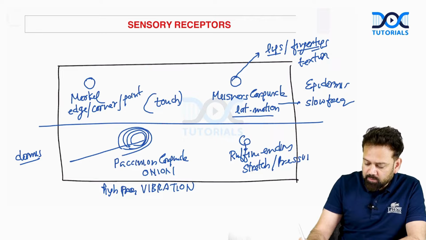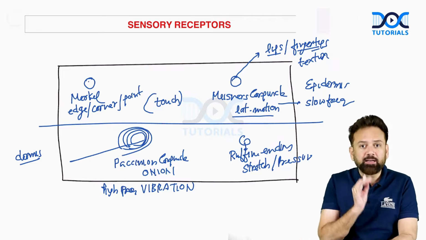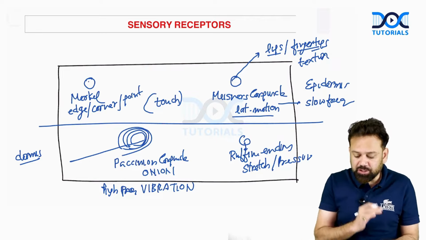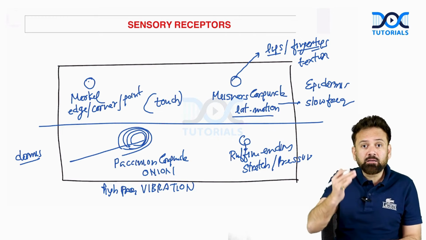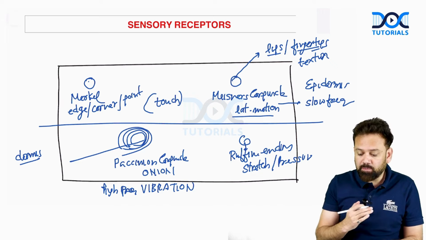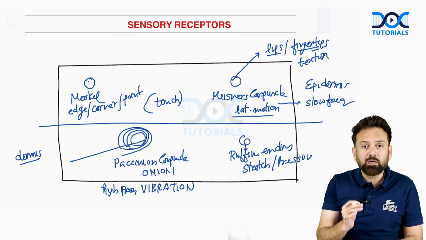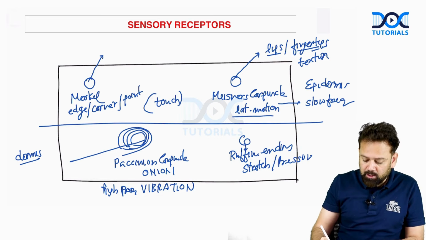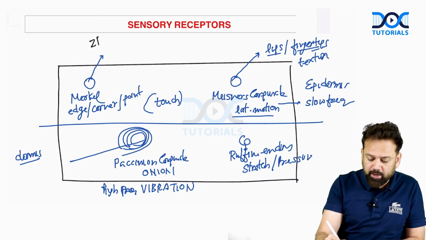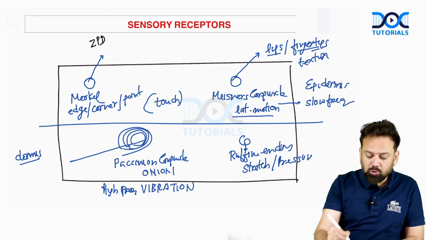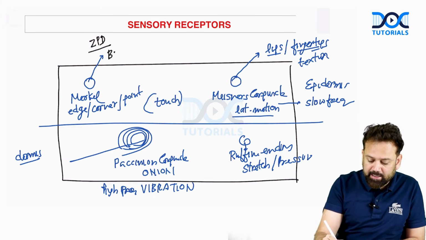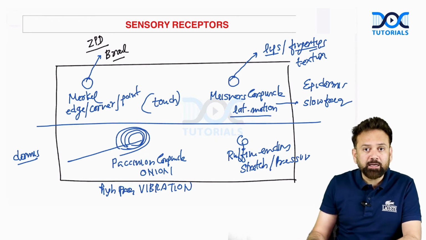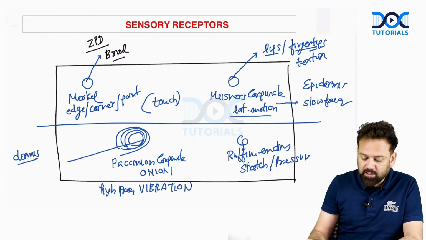Easy to remember. Ruffini, rough handling. It can be pressure, it can be stretch. Pacinian, onion, vibration, high frequency. Meissner's, low frequency. Merkel, edge, corner, point. And Merkel, because it is for edge and all, it is important for 2-point discrimination. It is also important for Braille technique. Braille technique is used by blind people to read book. So Braille technique is mainly because of Merkel disc.